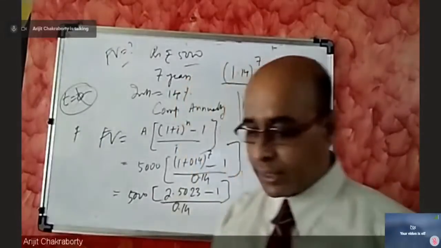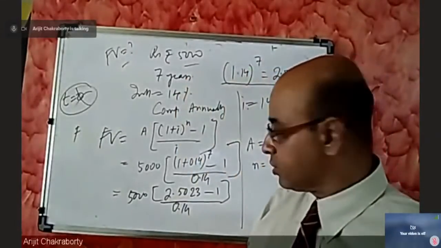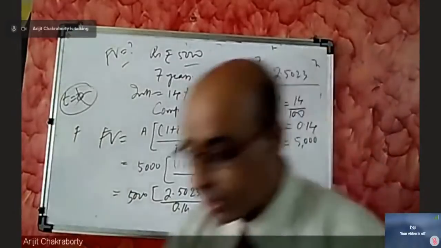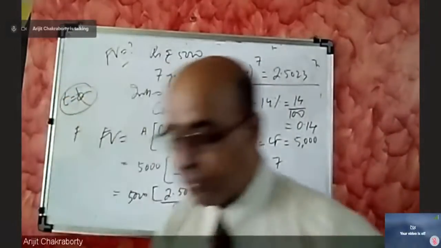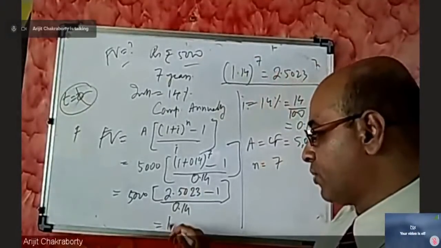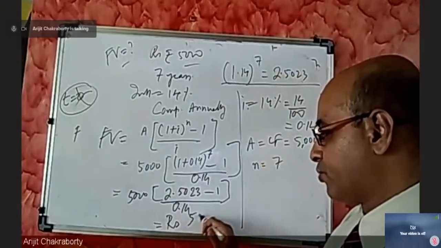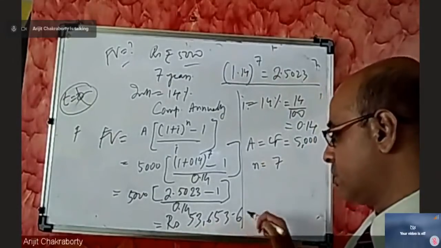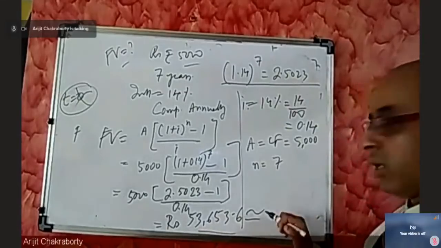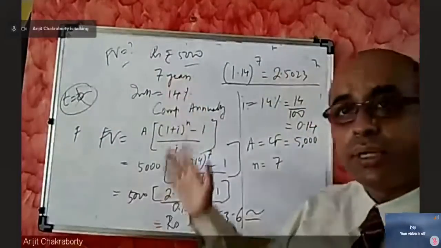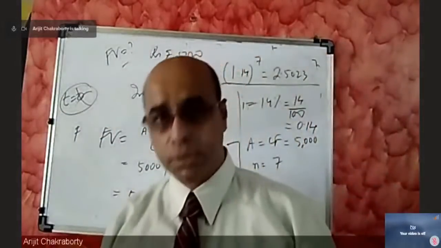If you calculate it, you can just quickly calculate. I'm not using my calculator, just calculate it. I think it comes to around 53,653.57 or 6, something like this, approximate. I'm not using the equal to sign, approximate. Right. So this is how we arrive at the solution to the problem.